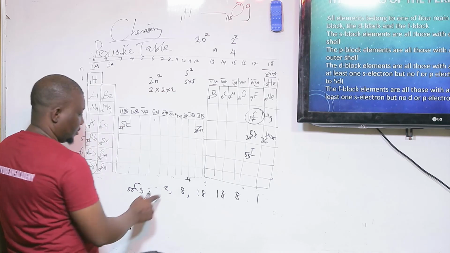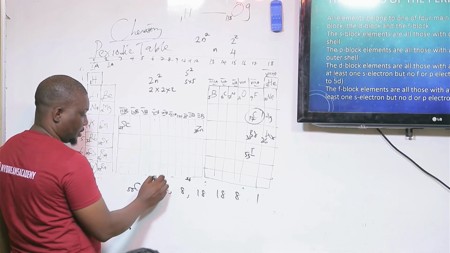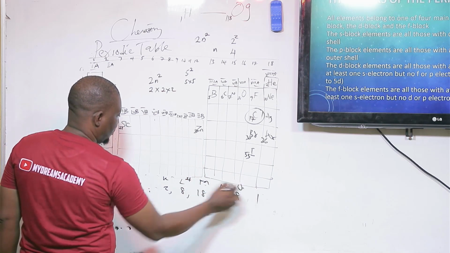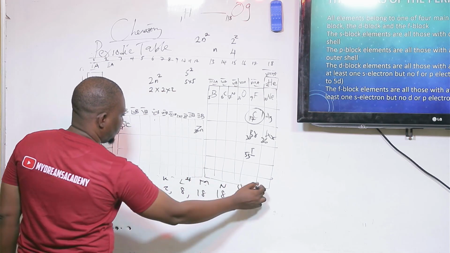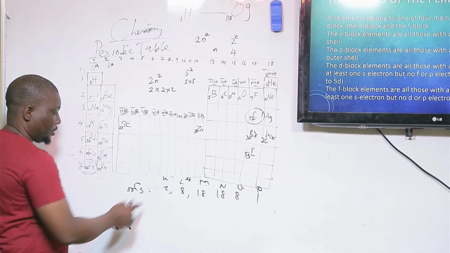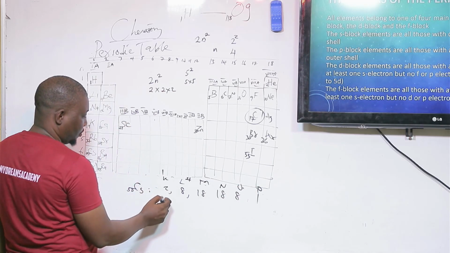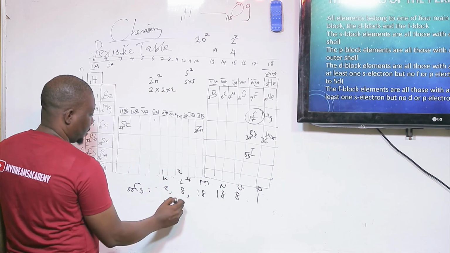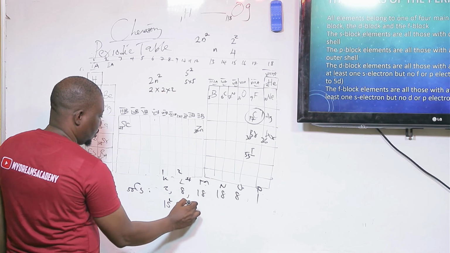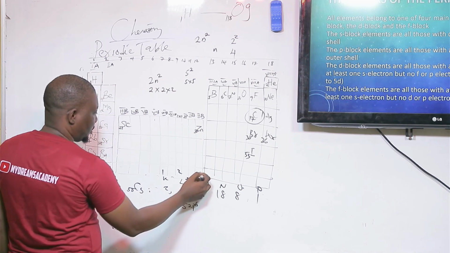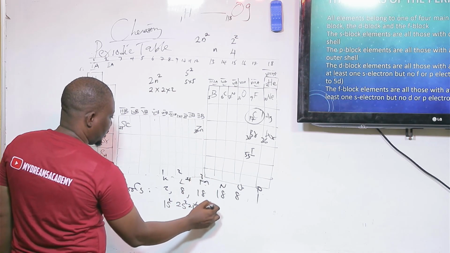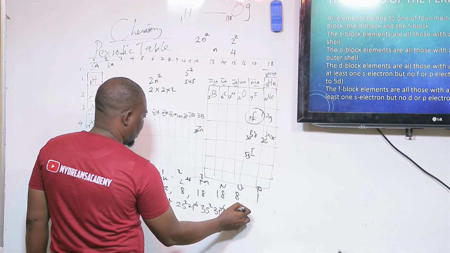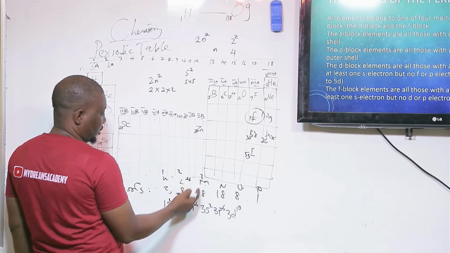Remember this is the K shell. This is K, L, M, N, O, and what? P. This is 1, so here we have 1s2. This is 2, so here we have 2s2, 2p6. This is 3, so I have 3s2, 3p6, 3d what? 10. Okay, this is for this.